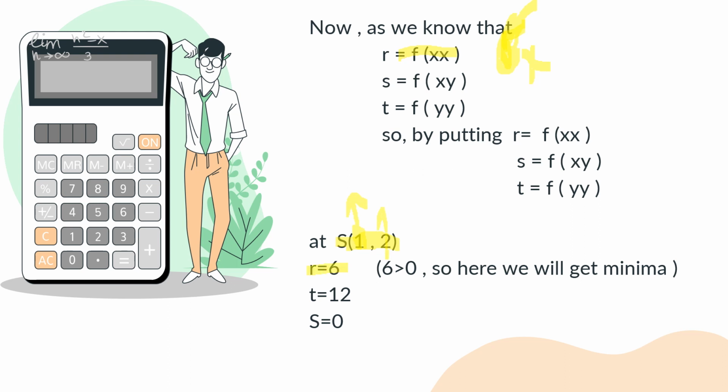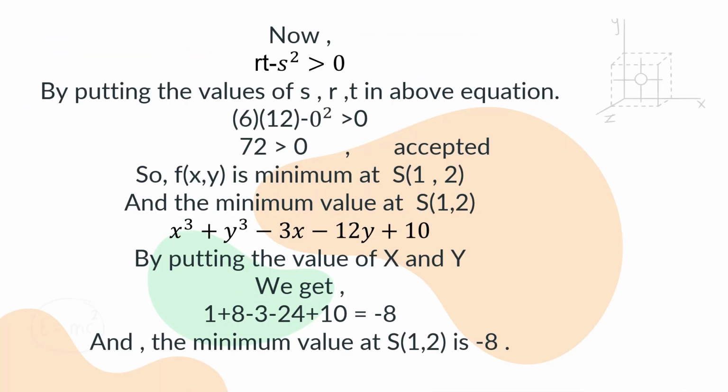When we put the value of y in t equal to f of yy, and we already have f of yy equal to 6y, then when we put y equal to 2, we get t equal to 12, and we already know s is equal to 0. Here 6 is the value of r which is greater than 0, so here we get the minima. Now rt minus s square should be greater than 0. Then we put the values of r, t and s, we get the value 72, which is greater than 0, so it is accepted.